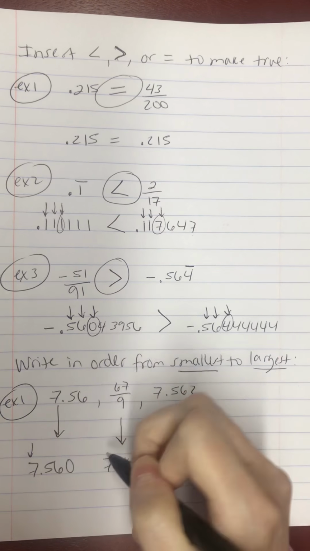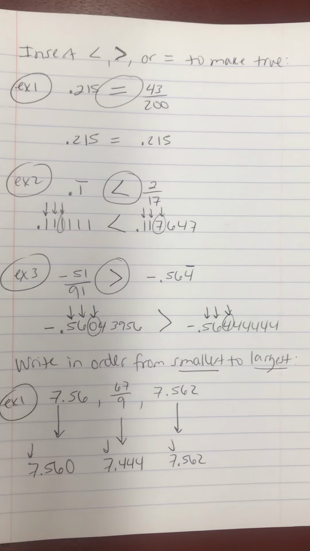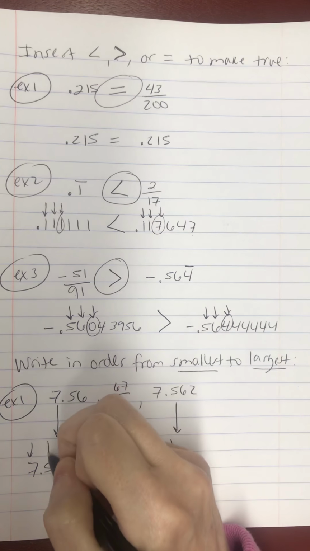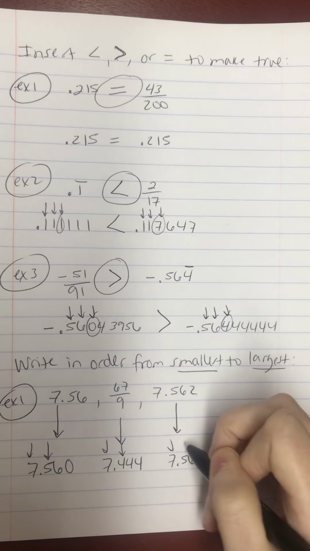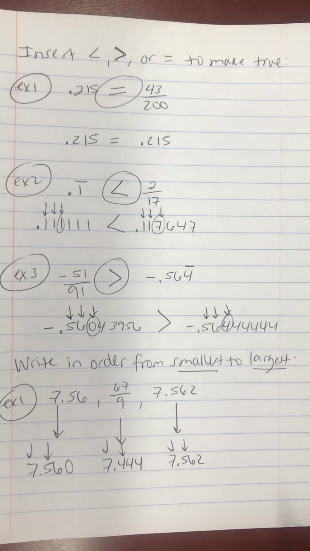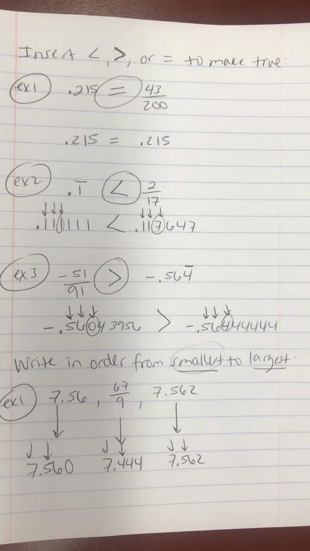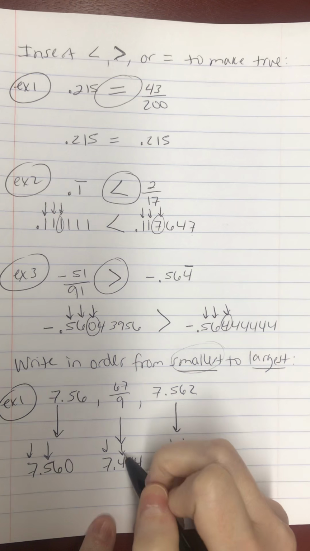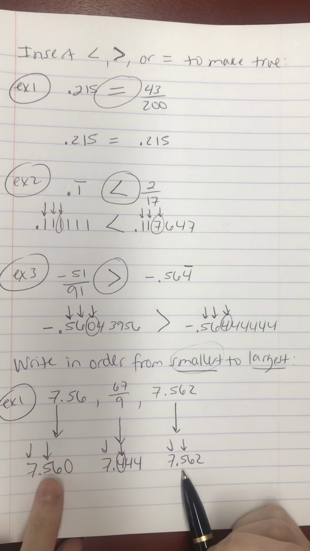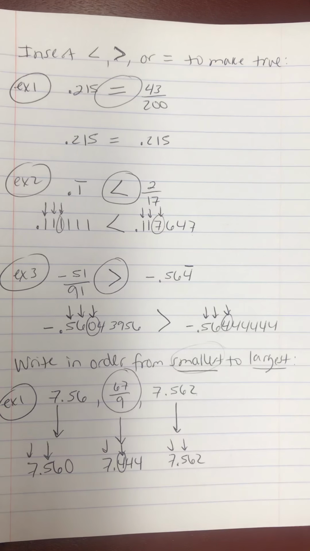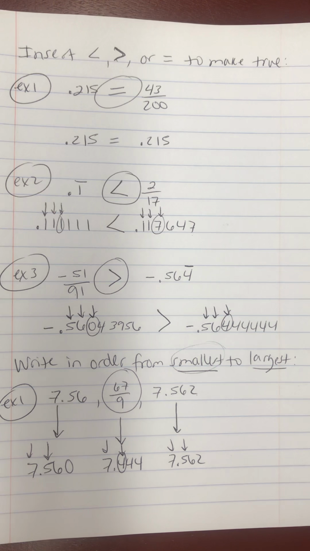You'll notice all 3 of these start off 7 point. So yeah, so far they appear to be the same. Then we've got a 5, a 4, and a 5. Well, the directions said write in order from smallest first. So you can tell right now which one of these is the smallest. It's this one right here with the 4, because 4 is obviously less than these 2 5s. So that means this number right here is your smallest number.